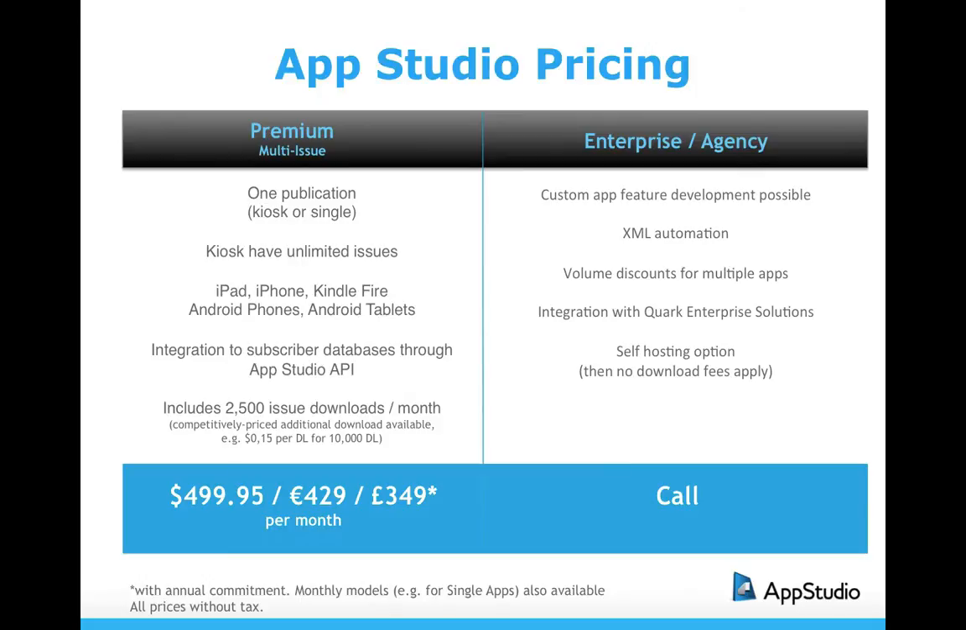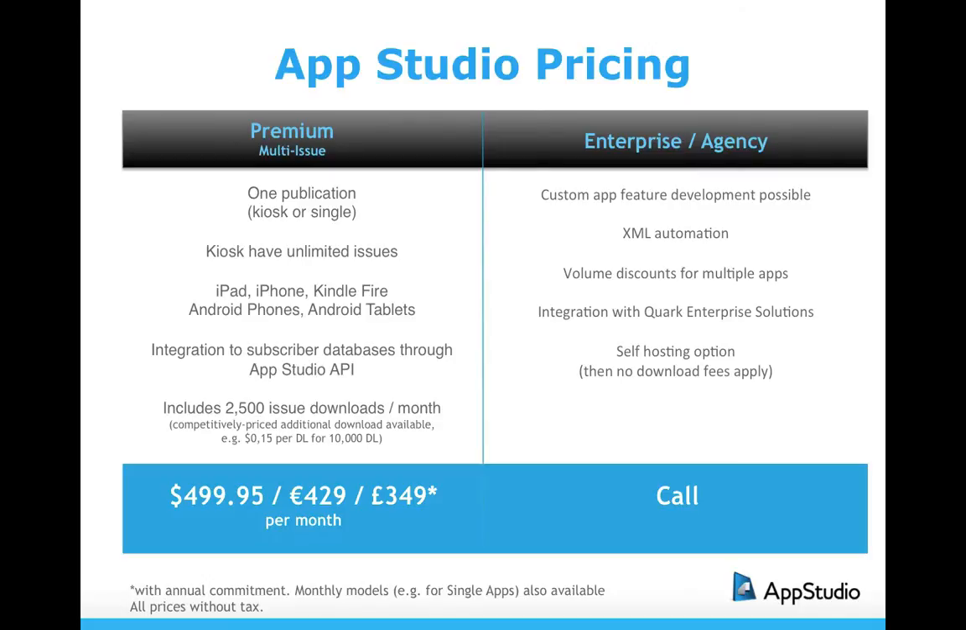Also, this plan includes 2,500 issue downloads per month. Since the content is hosted on our servers, there's a download that will happen, and you have 2,500 downloads included. If you look at other vendors, that's typically a $500 value that you get there for just the downloads. And of course, you're not restricted to 2,500 downloads. You can buy additional downloads if you want to. And you'll get all of that for $495, or you can see the other currency prices here, per month. If you do an annual commitment, of course, there's monthly models also available.